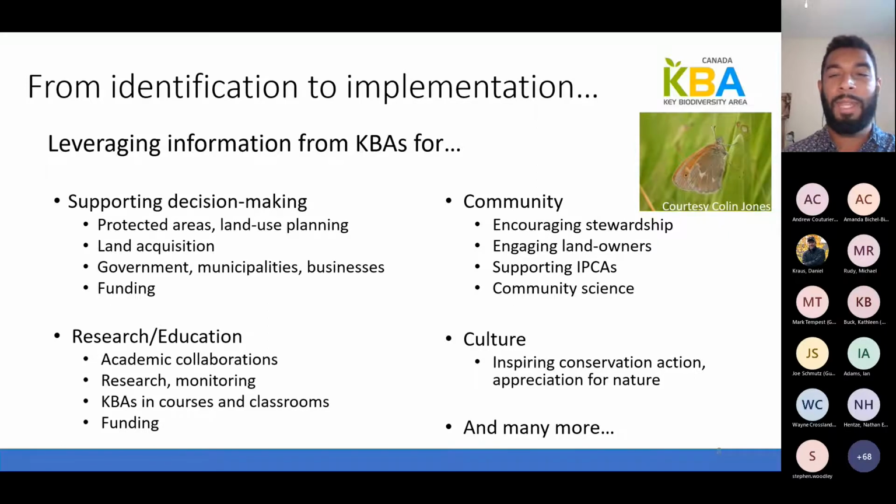We want to use KBAs to inspire conservation action, to grow an appreciation for nature, to get people outside and recreating, to not only appreciate nature and engage with it more, but hopefully want to save it and want to conserve species much more. So there's a whole range of different ways we can use this information.